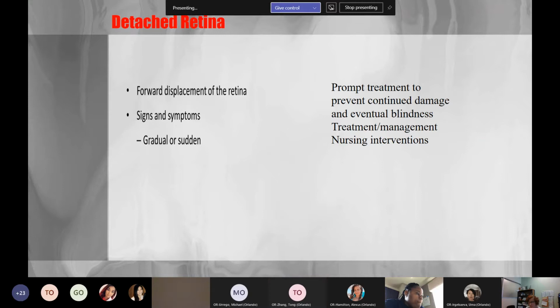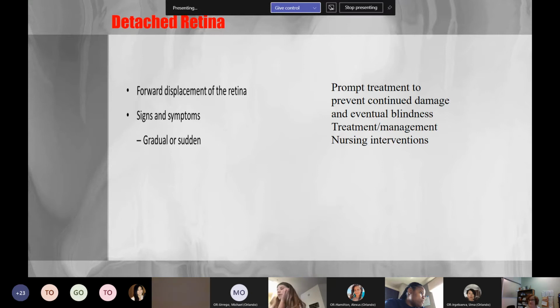Of course, the vision becomes blurry. Sometimes there's flashes of light with someone with a detached retina. They sometimes tell us that there's like a film covering their eyes. It's gradually covering their eyes and they're having difficulty seeing. And detached retina is usually painless, right? Usually painless. Okay. So what can we do to help them?